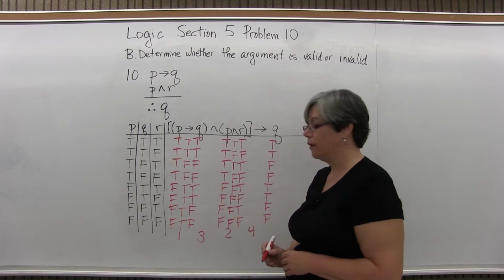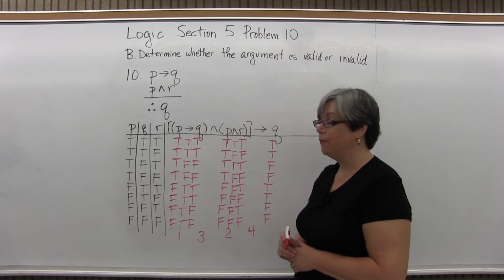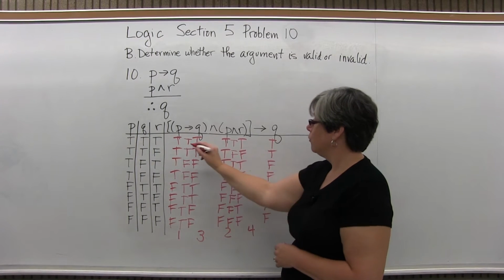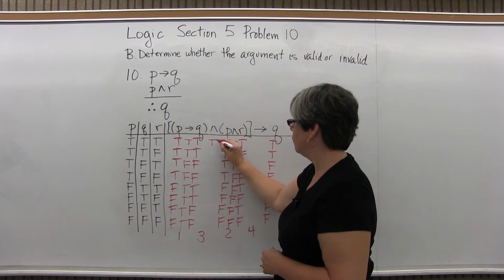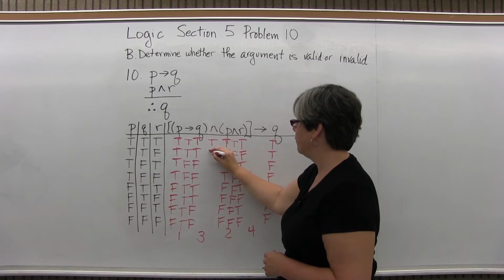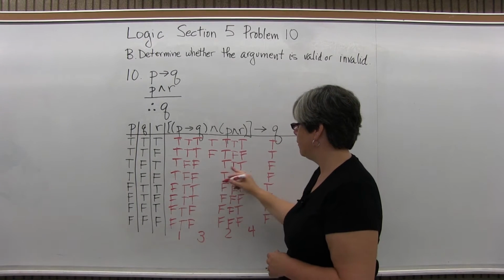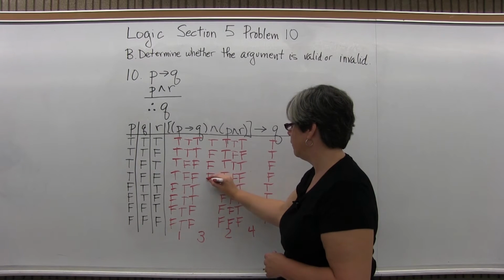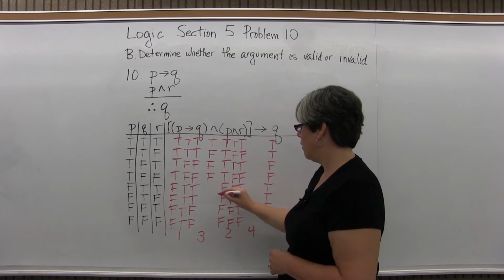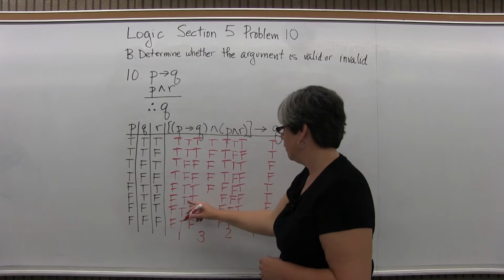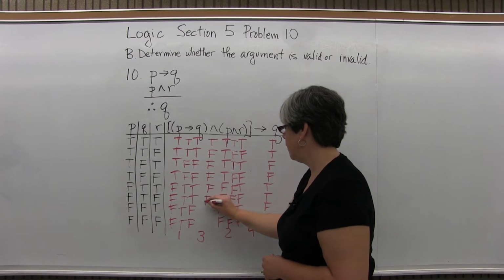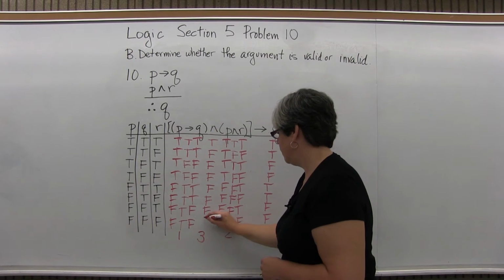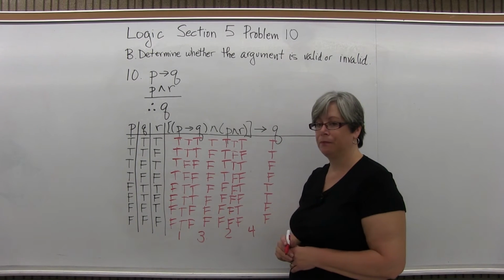All right. So for column 3, we're going to be looking for an and statement using columns 1 and 2. True and true is true. True and false is false. False and true is false. False and false is false. True and false is false. True and false is false. True and false is false. True and false is false.